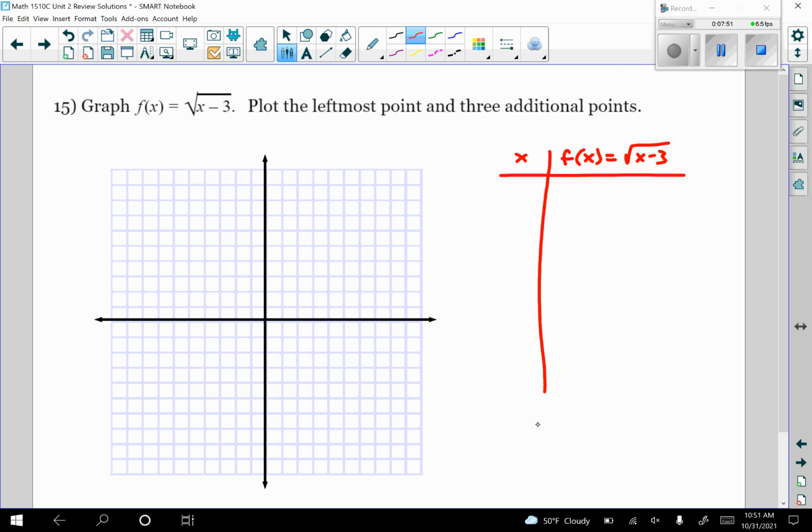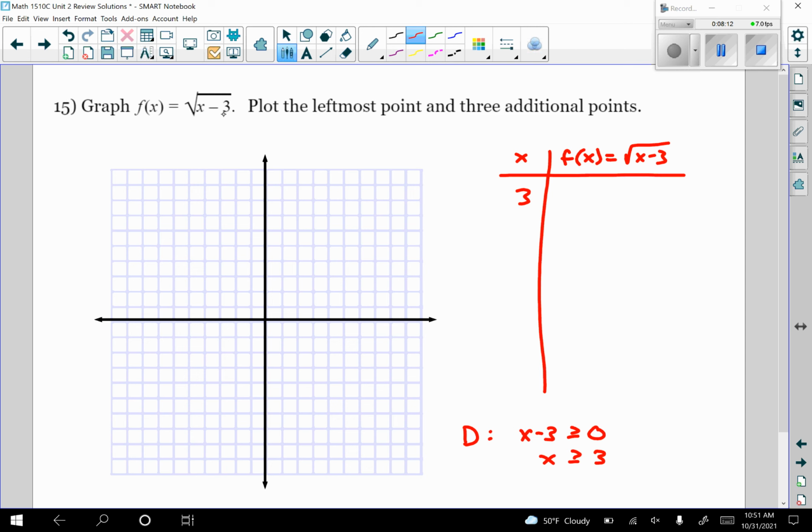Now, because we have to take the square root, when we subtract 3, we want a nice perfect square. So let's see what happens here. What is our domain? So that could be helpful. The domain means x minus 3 needs to be greater than or equal to 0. So we need all x values greater than or equal to 3. So I'm just going to start with 3.